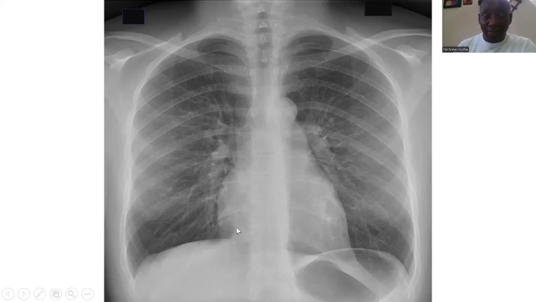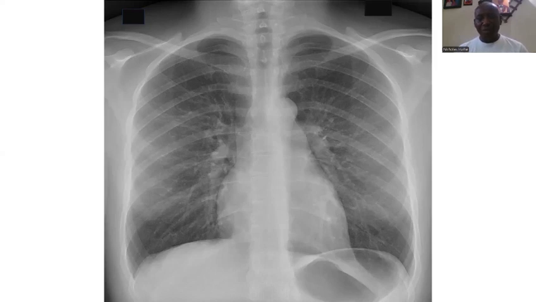However, the size of the heart is usually less than 50% of the size of the thoracic diameter. That is to say, the cardiothoracic ratio is usually 50% or less. If it's more than that, then it becomes what is called cardiomegaly. I hope we remember that the heart pumps blood to the rest of the body.